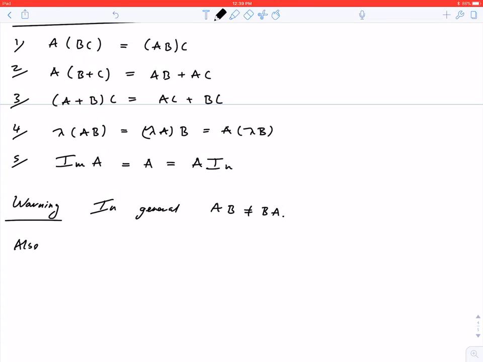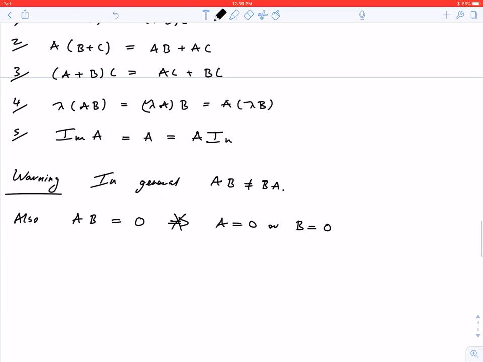Also, this is pretty horrific as well. If the product of two things is the zero matrix, so that's the matrix which is zero everywhere, this does not imply that A is equal to 0 or B is equal to 0. This is crazy, right? You can have two things multiplied together to give 0, but neither of them is 0. And again, it's because it's not really multiplication. This is kind of a different concept. Really, it's composition of functions.